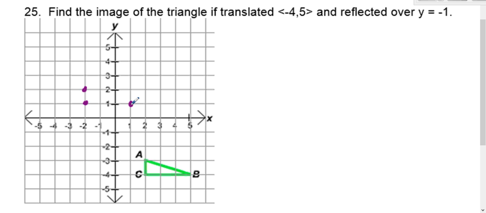And then you reflect it over y equals -1. So sketch in that line so that we can reflect it. We're 2 units above, so we go 2 units below. 2 units above, 2 units below. 3 units above, 3 units below. So there's where the image will end up. That is C, this is B, this is A prime.